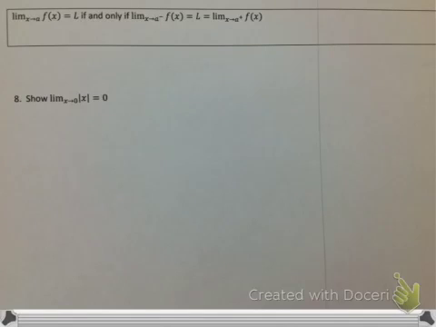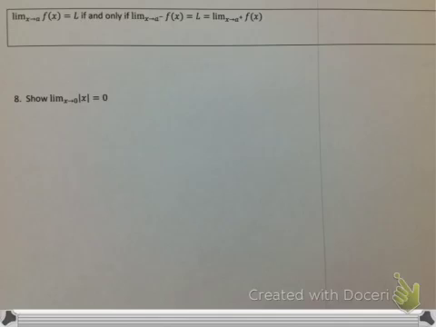This is section 2-3, part 2. So we're still talking about limit laws, and we're going to look at absolute value limits and the squeeze theorem here. So before we start, this is just a recap right here in the box.